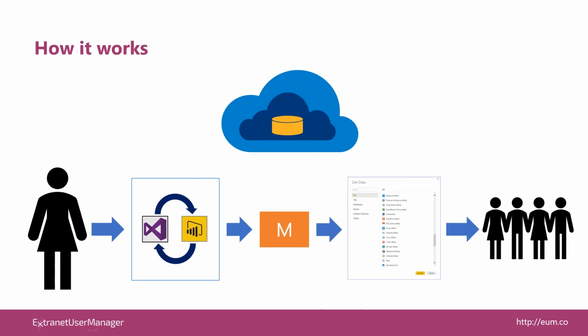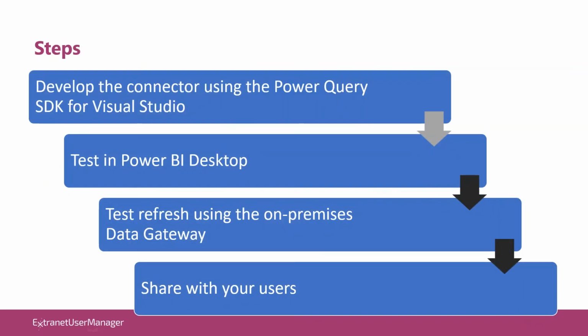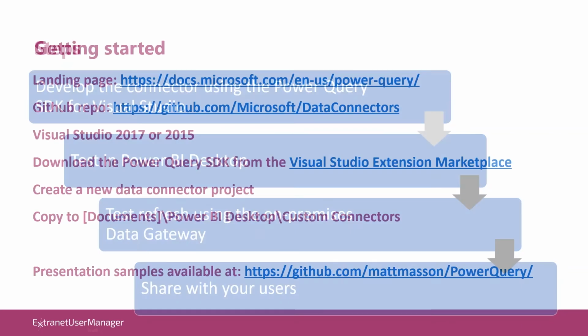So the steps are that I need to install a Power Query SDK into Visual Studio and develop the connector in there. I use Power BI Desktop, which is the dashboard development tool, to test that out. I can use the on-premises data gateway to test refresh with that, and then I can publish that up into the cloud and share that with my users from there.